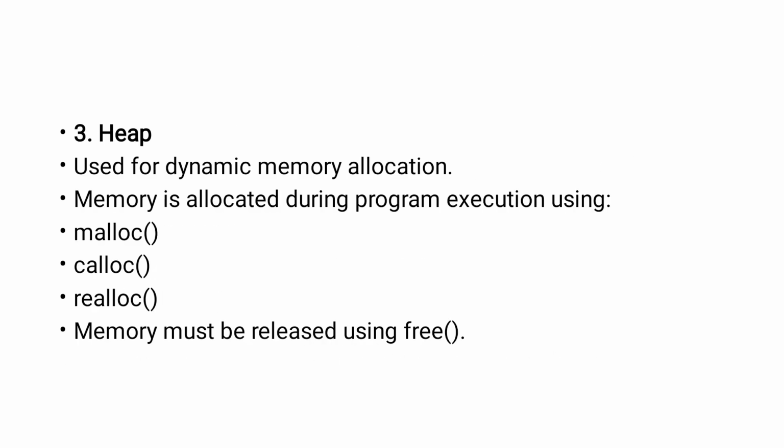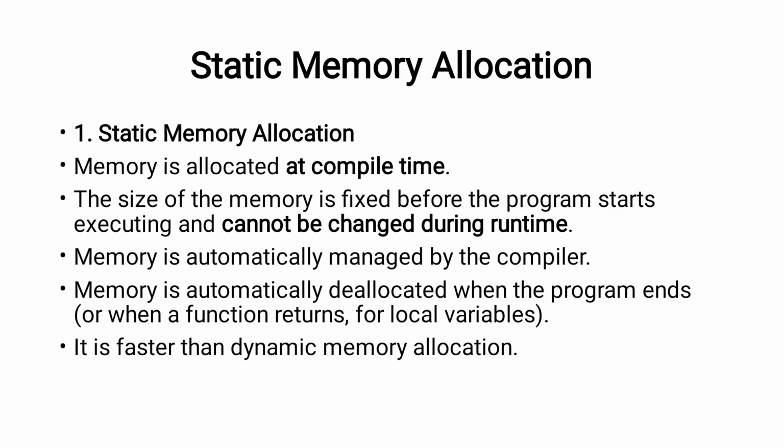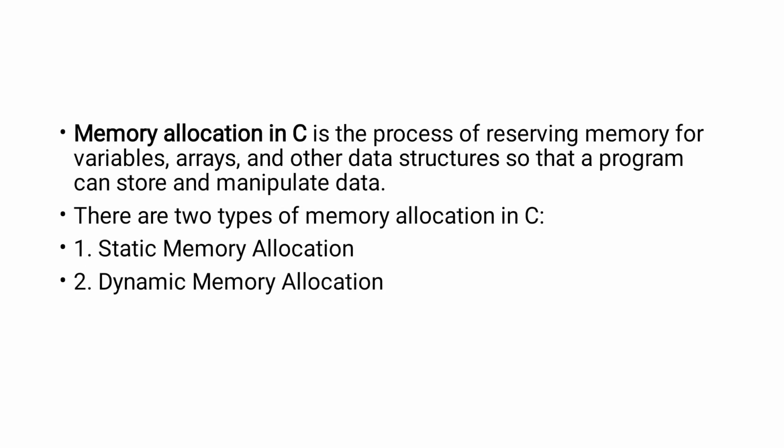Next, memory allocation. How does memory allocation happen? There are two different types of memory allocation: static memory allocation and dynamic memory allocation. Memory allocation is the process of reserving memory for different variables, arrays and other data structures in the C program. So there are two types: static memory allocation and dynamic memory allocation.